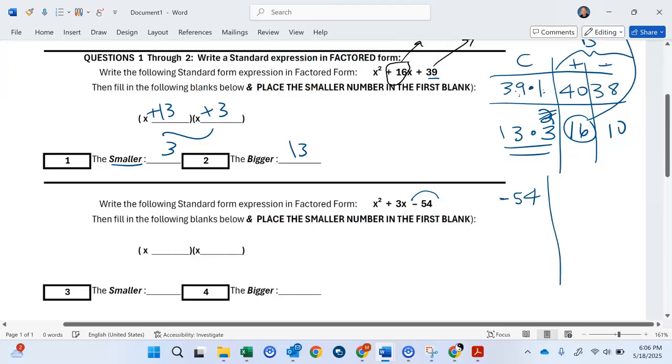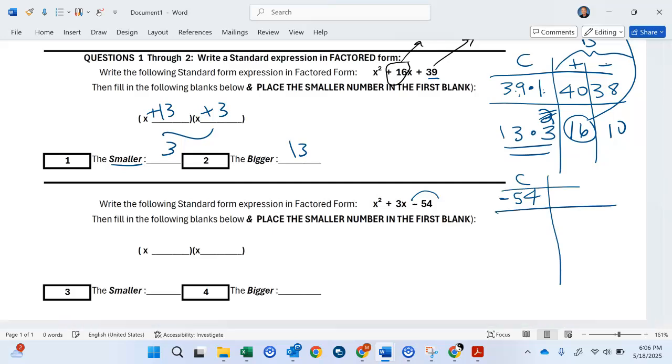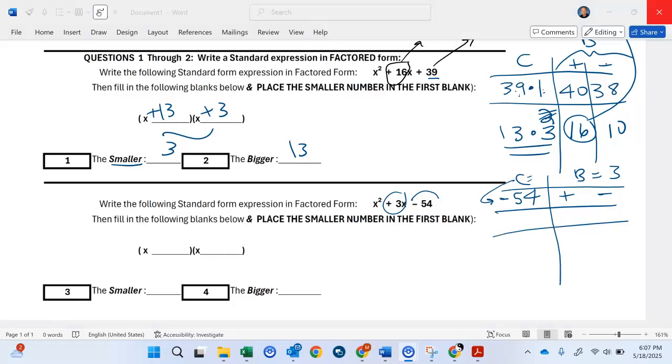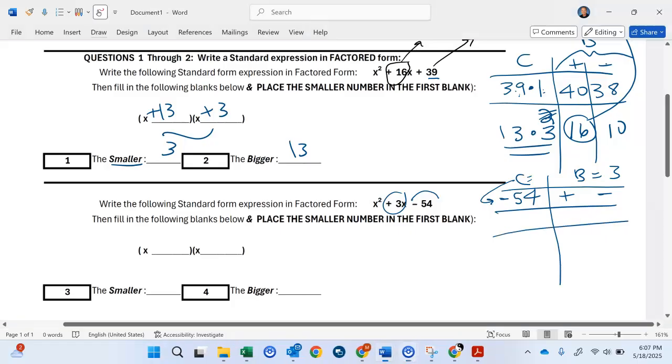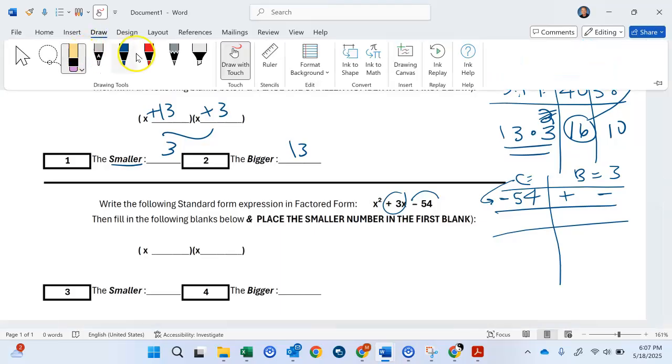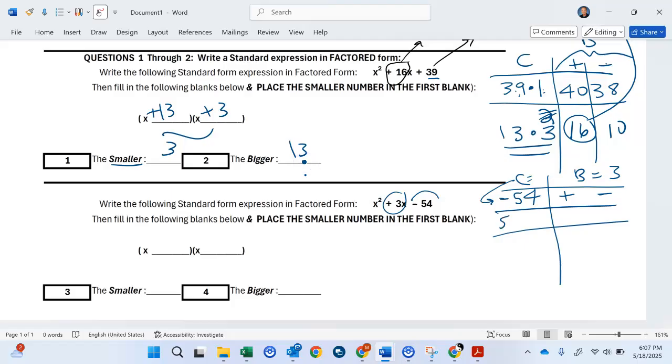So first, let's go ahead. Oops. So that needs to be positive 3, okay? So that equals negative 54. First, let's just get the numbers that multiply to 54, okay? So that's going to be 54 times 1, right? Like we did before. We add them up, 55, subtract, 53, okay?